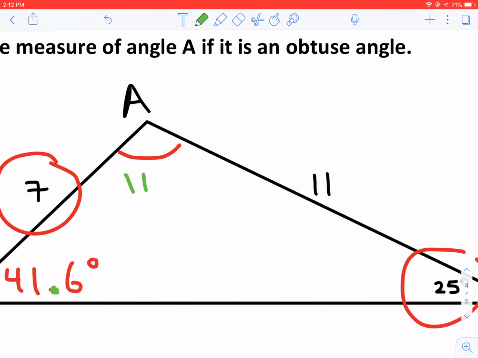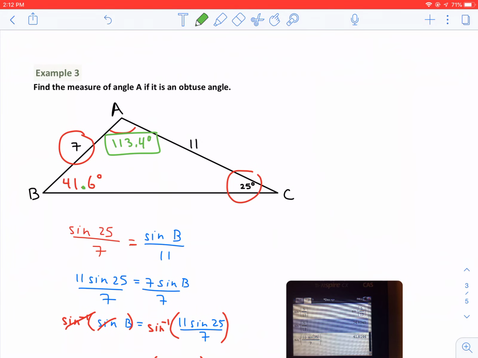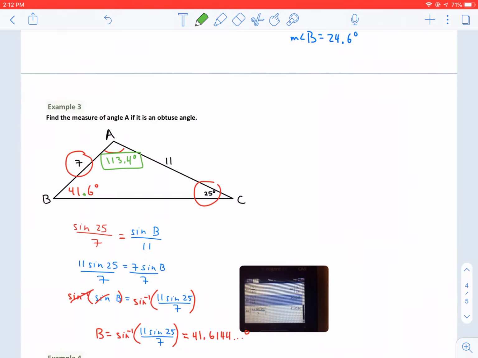Right, so that's definitely obtuse, more than 90 degrees. All right. And lastly, example 4.